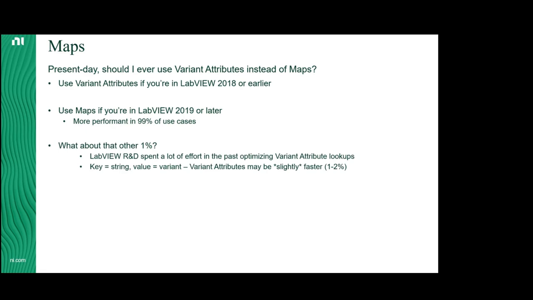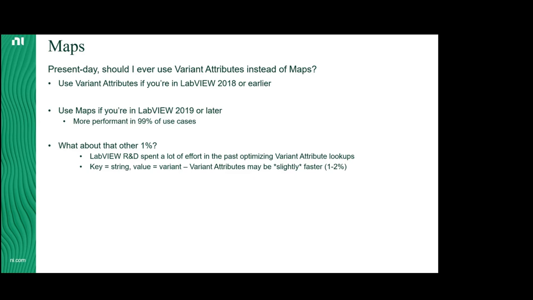Here's the deal. When I said LabVIEW R&D worked really hard to make variant attributes more performant, I was not kidding. They did an incredible job making variant attributes super fast lookups. In fact, they did such a good job that if your key is a string and if your value is a variant for your map, variant attribute tables end up being a tiny bit faster than the map data type.